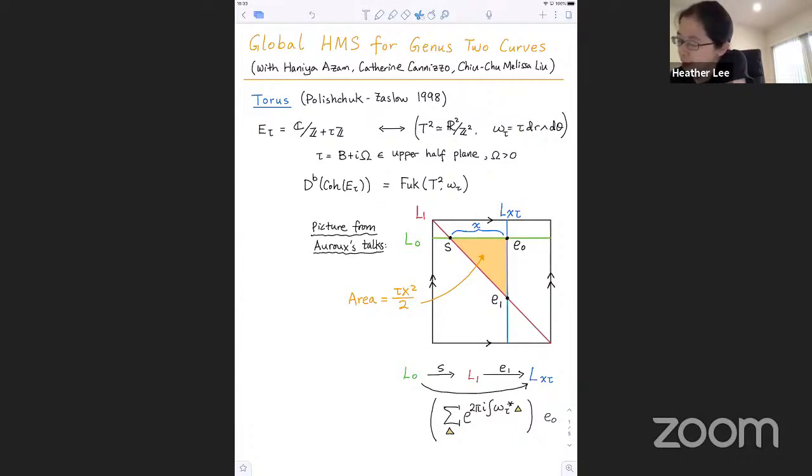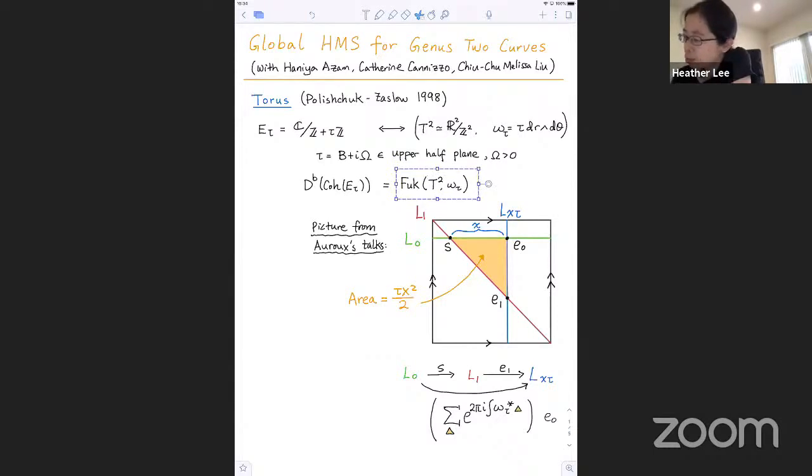There are 3 lines in this picture. There's this green horizontal line labeled L0. There's this red line of slope -1 labeled L1, and there's this blue vertical line labeled L_x tau, which is defined so the distance here is x. So these 3 lines are circles on the torus. So there are 3 Lagrangian submanifolds on the torus. The objects of the Fukaya category are Lagrangian submanifolds.